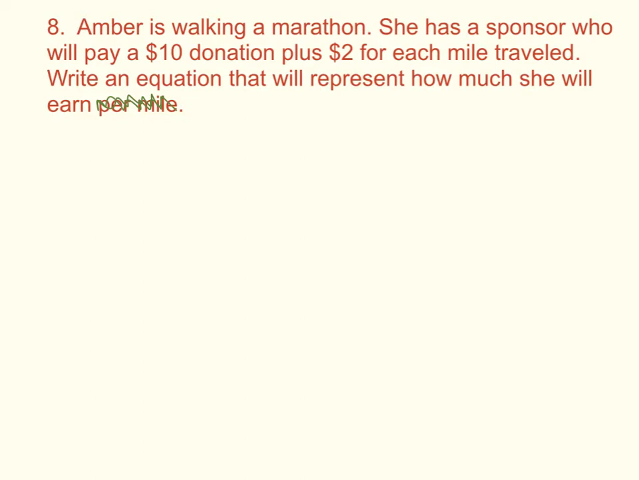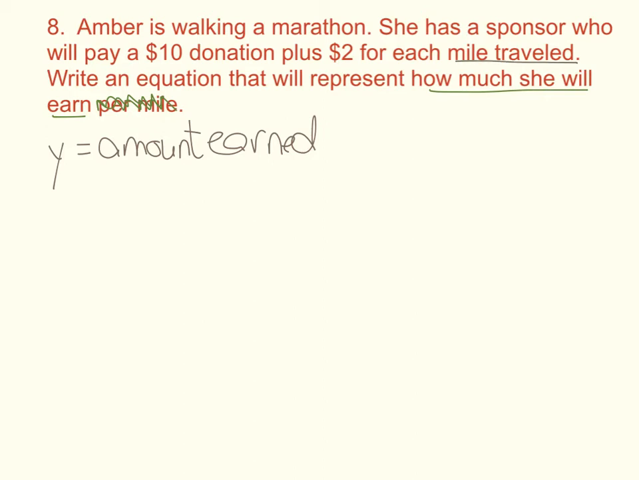The first thing you need to do is define your variable. So what are we trying to find? We're trying to find how much she will earn. That is going to be y. Y is going to be the amount earned. So define that first variable, and then what does y depend on? Well, y depends on how many miles she travels, right? So our x, our independent variable, is the number of miles.